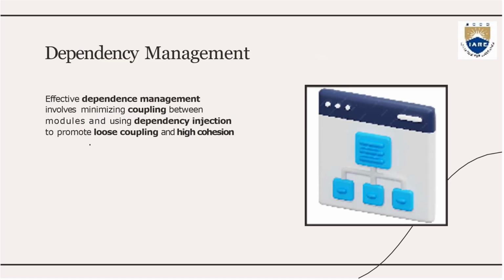Dependency management. Effective dependency management involves minimizing coupling between modules and using dependency injection to promote loose coupling and high cohesion. Encapsulation means that an object's data and behavior are hidden from the outside world and can only be accessed through a defined interface. This helps to protect the object's integrity and prevent unauthorized access or modification.